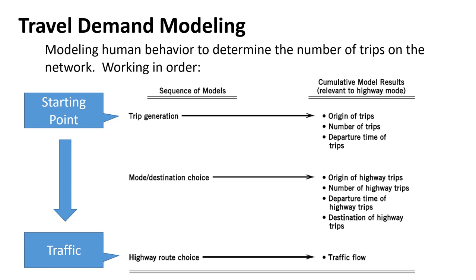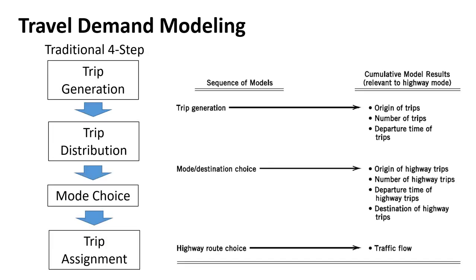So if you build a brand new subdivision on the edge of town, how is it going to affect traffic in town, and which roads are going to see the biggest effect? Those are our classic uses of this travel demand modeling piece. And remember, we talked before about the traditional 4-step method, which is trip generation, distribution, mode choice, and then finally assignment.